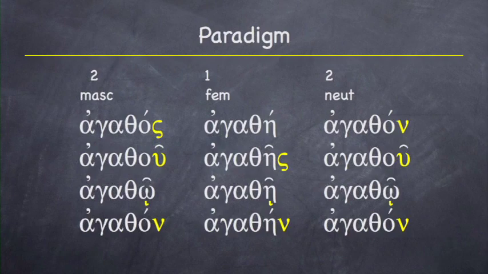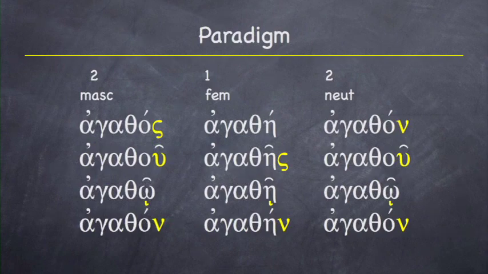But if we take a look at these, the nominative singular is agathos, agathe, agathon. And the genitive singular is agathou, agathes, agathou. Dative is agathō, agathē, agathō. And the accusative singular is agathon, agathēn, agathon.